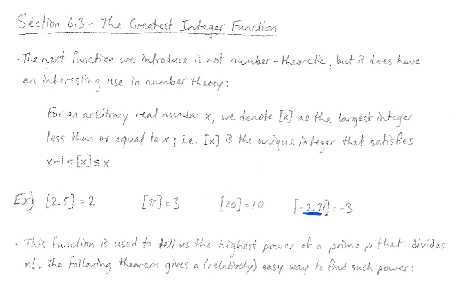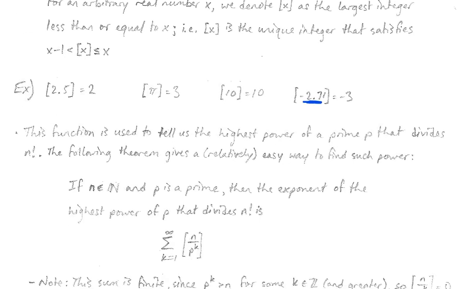This is also called the floor function, and there are multiple ways that you could see that written out, but for our purposes here, we're just going to look at it in this one particular way. And now we come to the use of this function in number theory. This function can be used to tell us the highest power of a prime p that will divide n factorial. And the following theorem or fact gives us a relatively easy way to find what that power is.